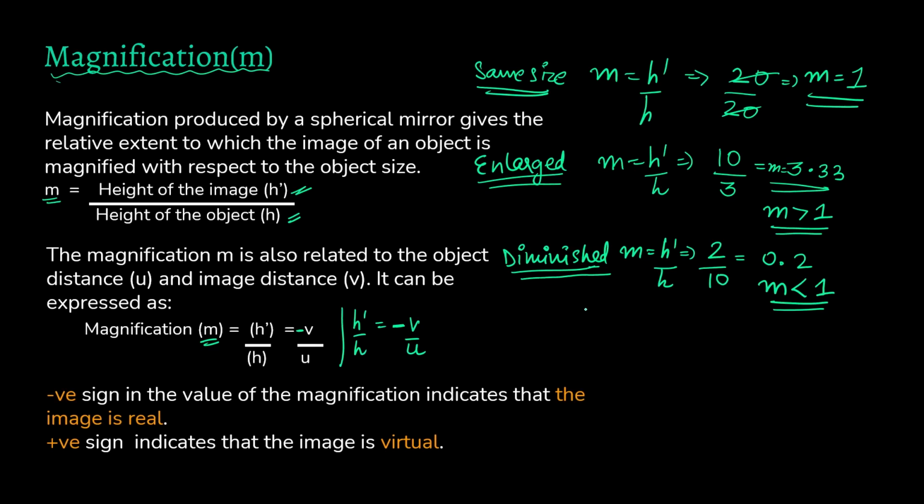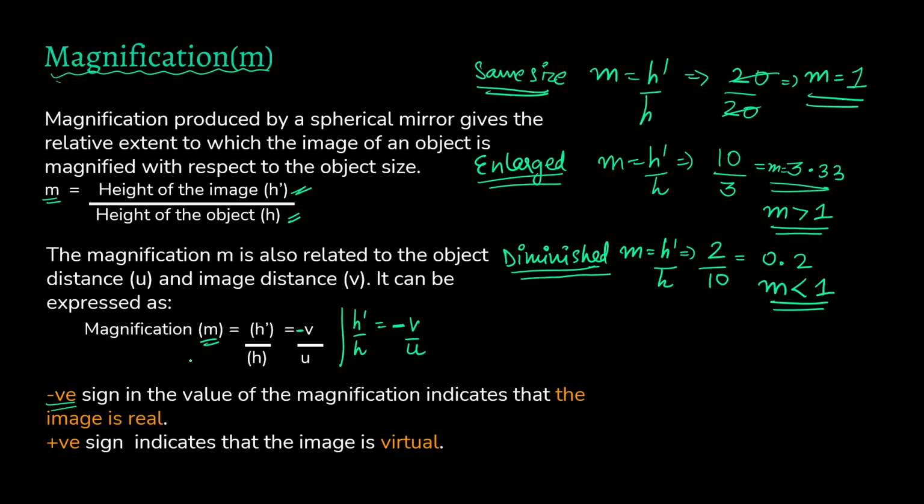So that is how you will remember whether it was greater than or less than 1, by just putting h dash greater than h or h dash less than h. So immediately you will get the relation of m with 1. So you will get to know if it is enlarged, same size or diminished. Great. Moving on.